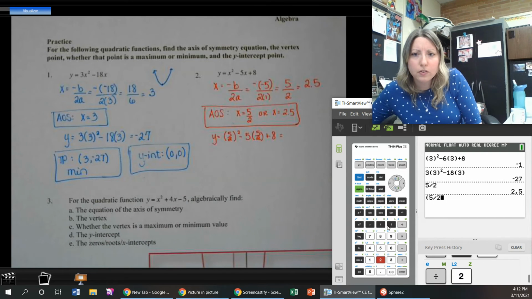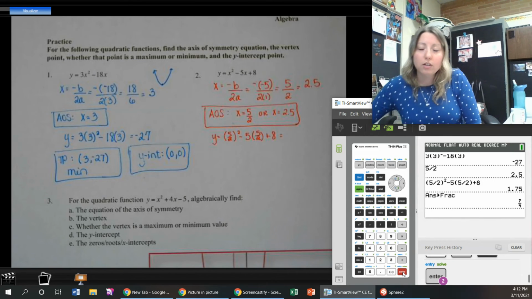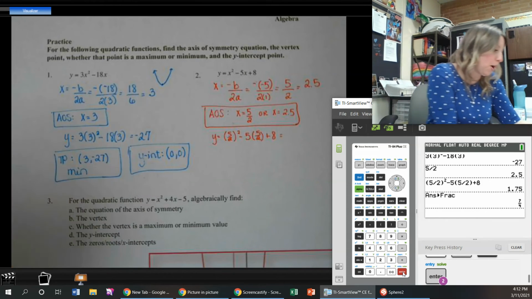5 halves squared minus 5 times 5 halves plus 8. And what do I get? 1.75. Let's change that into fraction form. So Math, and then Enter, Enter, changes that into 7/4. So I'll have both. Okay?